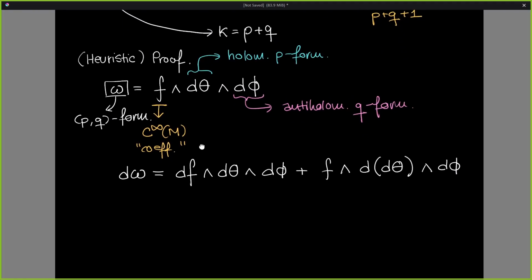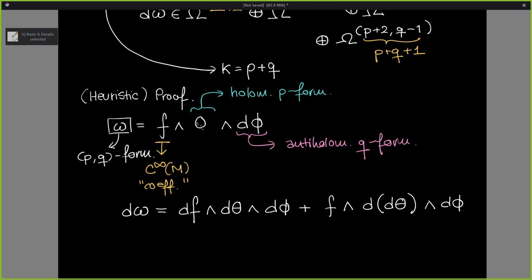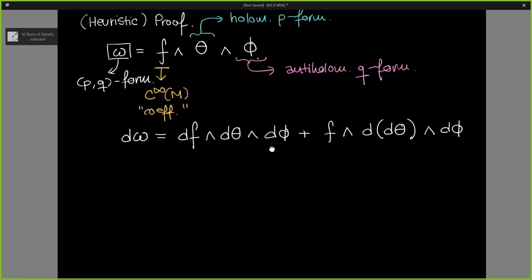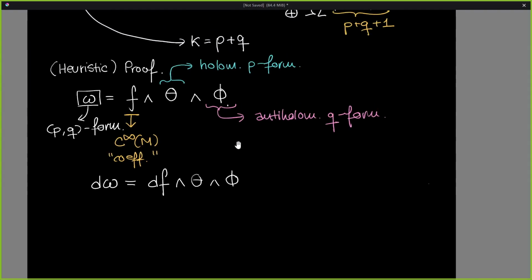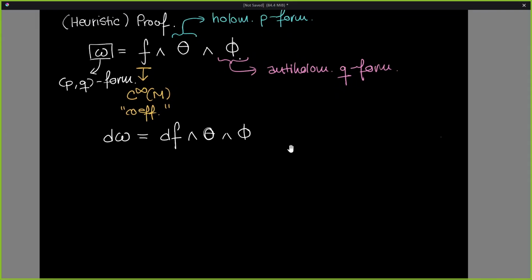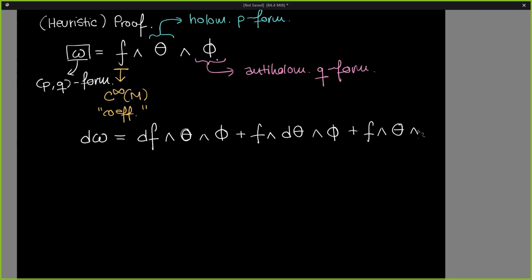Did I do this wrong? Oh, sorry, I missed this. These were not supposed to be one form. So let me correct that. So we have something like this. The reason I caught that was because we weren't supposed to delete all of those terms. So anyway, f wedge d theta wedge d phi plus f wedge theta wedge d phi.